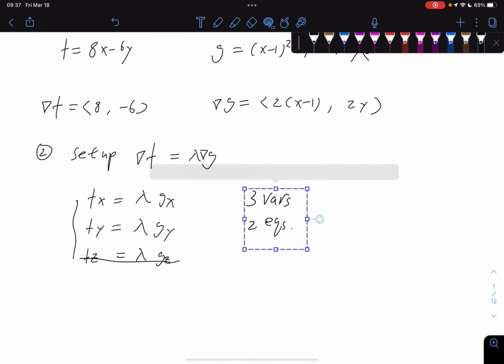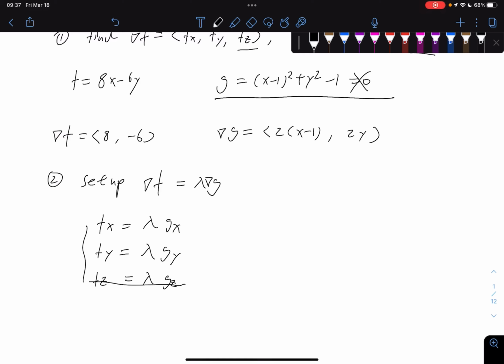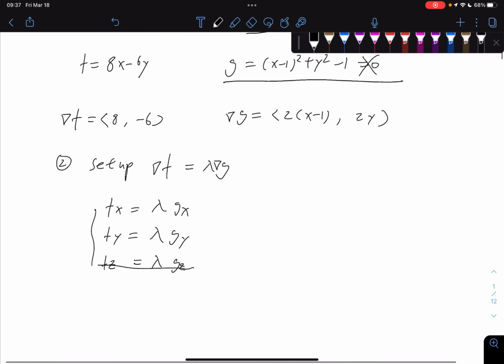Well, luckily, our constraint itself, the function g, is another equation that we can use to solve this system of equations. So let's include that: g equals 0, right? So this gives us, let's just be general. If we have a three-variable function, we would have x, y, z, and lambda, including the constraint. So that's four variables, and then we also have four equations. So we can also solve this system of equations.